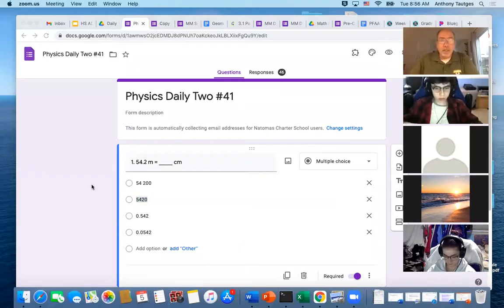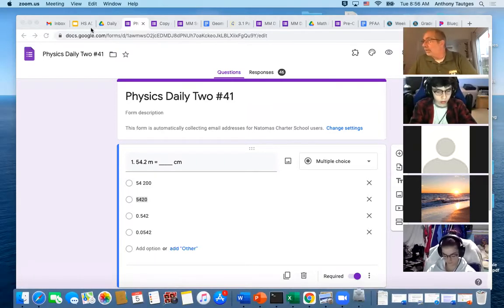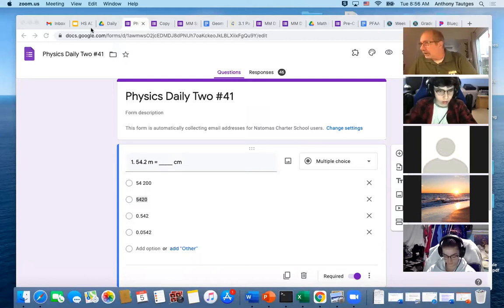Okay. And as I look at the responses for this, most people came up with that. Not all, but most. It looks to be about 80% or so, which is still not quite where I want to be. The most common mistake was to move the decimal point 3 places instead of 2. So there are 100 centimeters in a meter, so that's why we only move it 2 places.